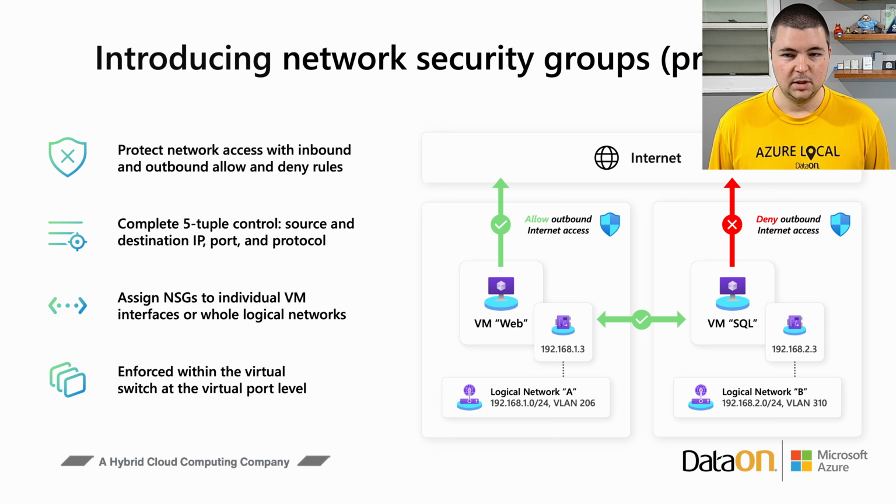First of all, what is it? Well, it is ACLs that can be applied to virtual NICs or logical networks. And the kind of cool part here is the VM is not aware of the ACL and it can't bypass it. So if someone compromises a VM, they could turn off Windows Firewall. They won't be able to get past the network security groups.